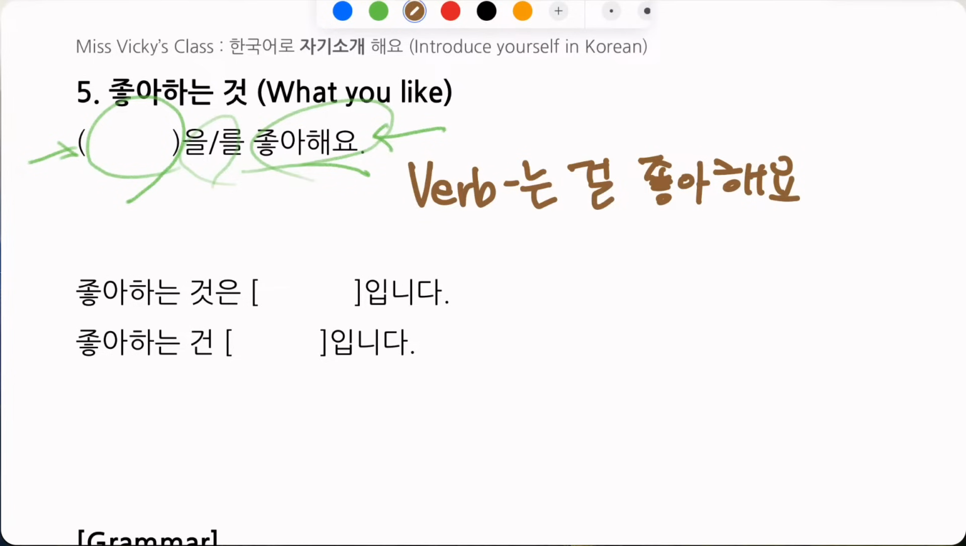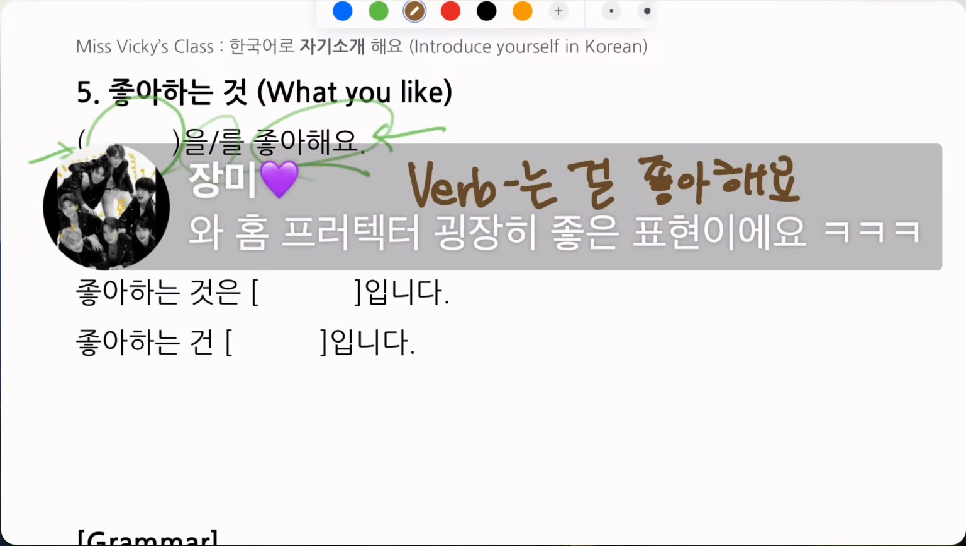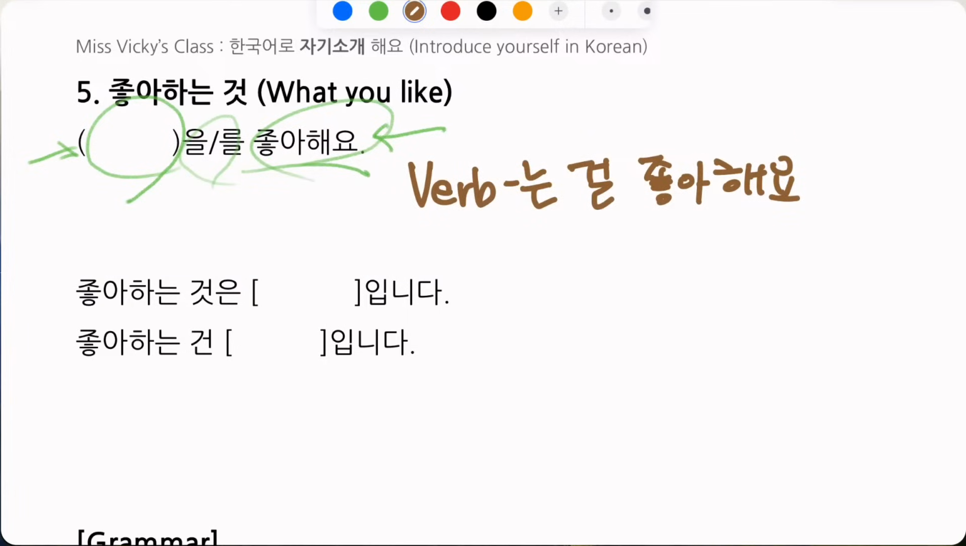좋아해요. 네. 와, 홈프로텍터 굉장히 좋은 표현이에요. 맞아요. 진짜 creative 한 것 같아요. It doesn't sound sad. Like some people feel bad for people who are unemployed, but the word home protector itself makes the atmosphere between you and the other person a lot brighter. It's not awkward. So I freaking love that term.